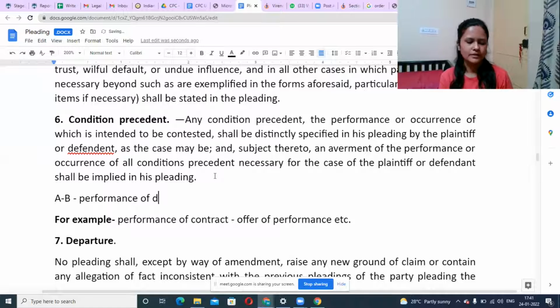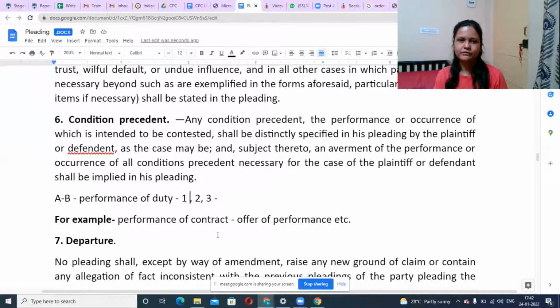performance of some duties. It is in such a way that one duty would come first, the second would come after that, and only after that would the third one come. There is a sequence of events in how it has to happen. That means the second duty would be performed only when the first one is performed, and the third duty only when the first and second are performed, right? So this is nothing but condition precedent.